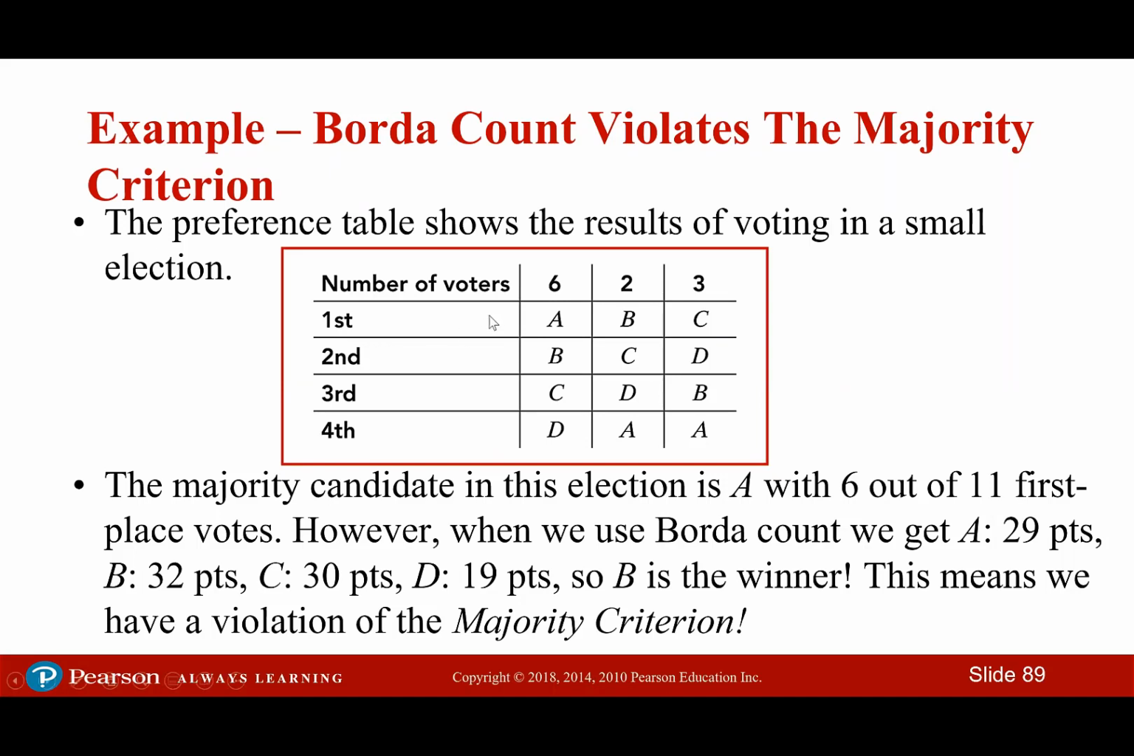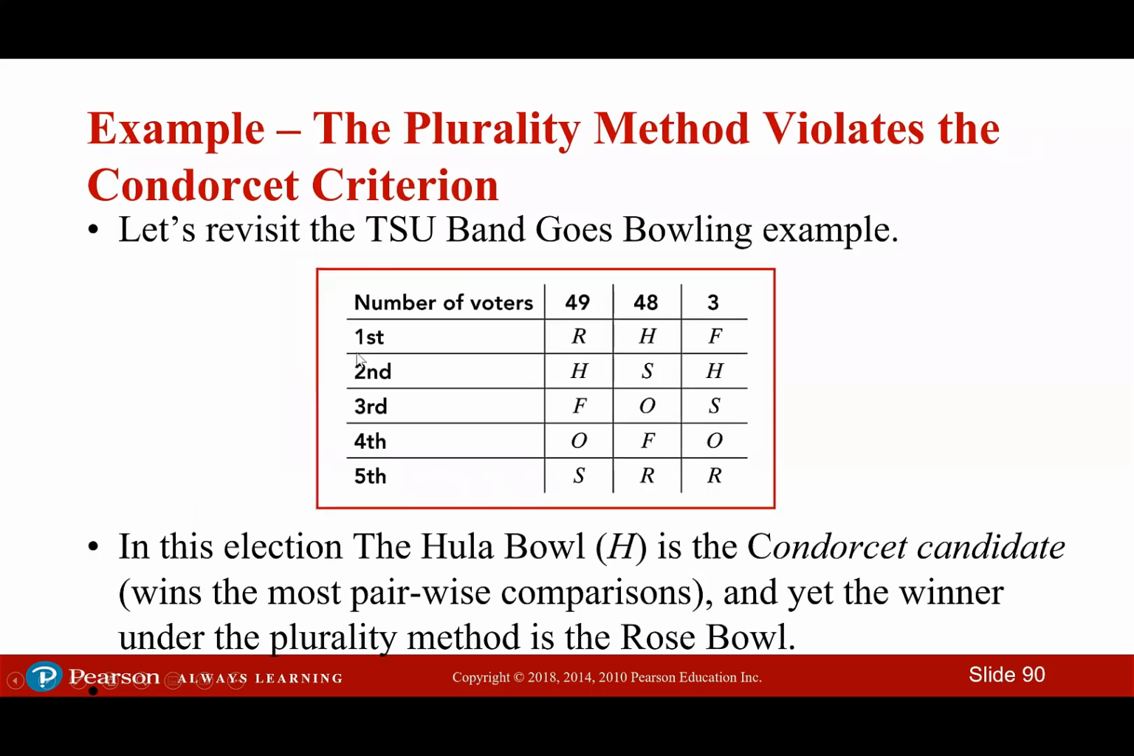So notice for first place votes, if we think of the plurality vote, right? A gets 6 points, B gets 2, C gets 3, but the grand total is 11 points over here, right? So 6 is the majority of 11, A wins. A would be the majority candidate right then and there. When you use the Borda counting method, though, we get A gets 29 points, B gets 32, C gets 30, and D gets 19. So B would have been the winner. So that means we have a violation of the majority criterion. So A should have been the winner, but doing the Borda counting method, we get a new winner. That's our problem.